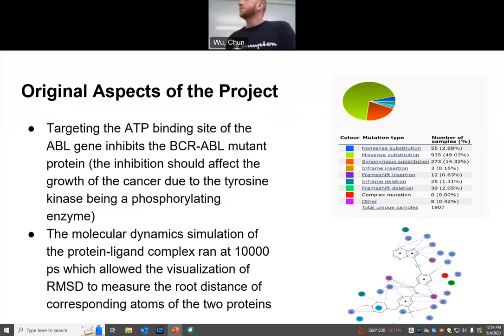So the first image in the top right is a simple pie chart showing the distribution of potential mutations on the ABL gene. The most prominent mutation, which is the lime green color, is the missense mutation, which led to the inhibition of TKI. And underneath that is a simple 2D map of ligand interactions of Ponatinib.